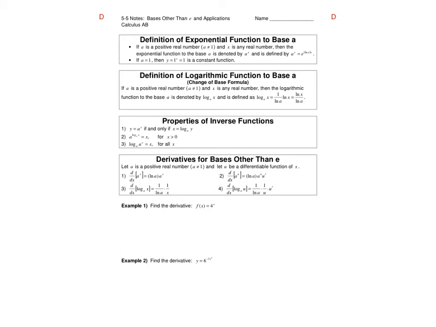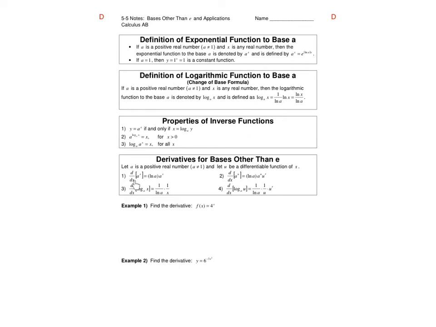All right, now we're on Transcendental, still chapter 5. We're doing base a instead of just e to the x. So some of this is just some pre-calc stuff, change of base formula on how you can move one to the other. Again, just log pre-calc stuff, how to move stuff around.